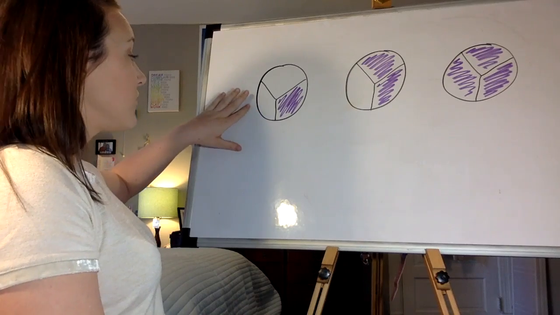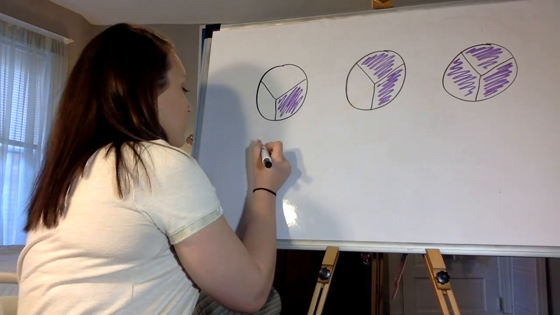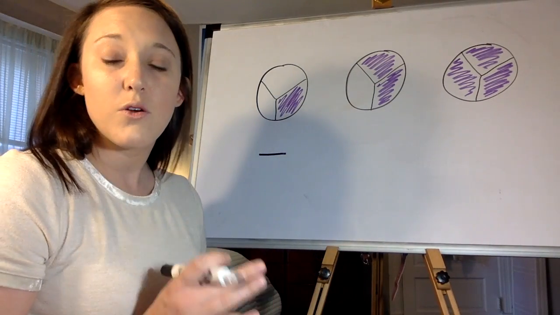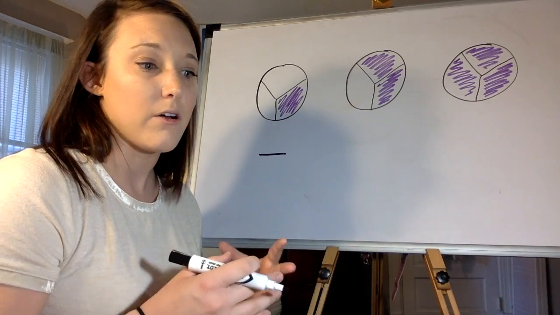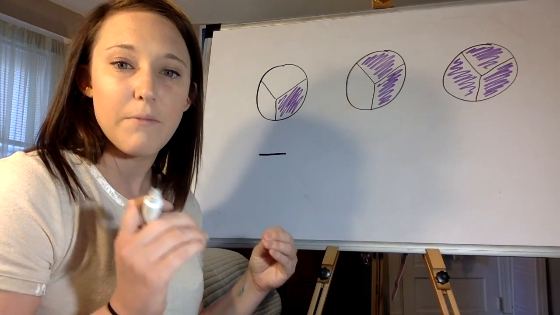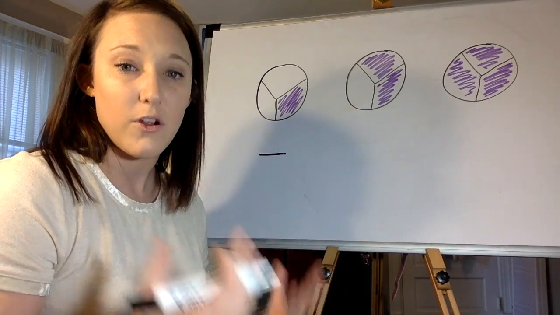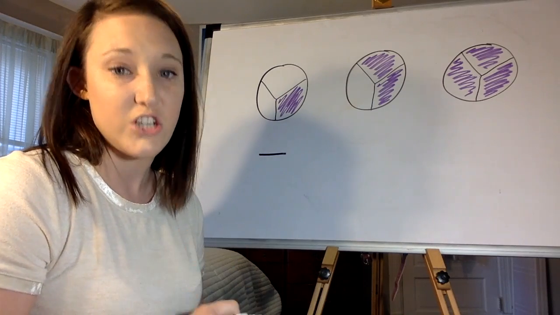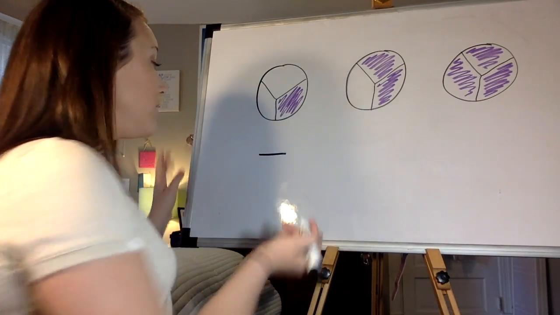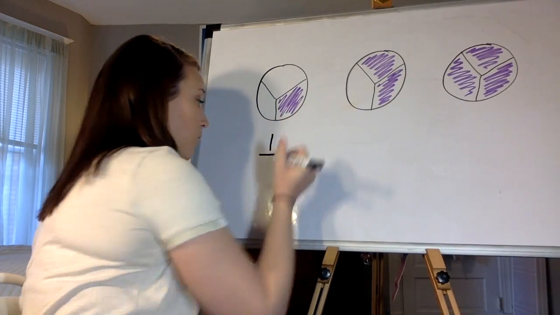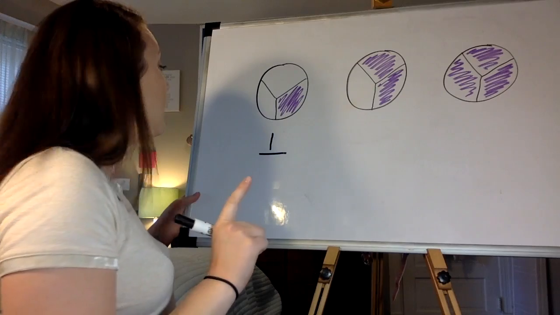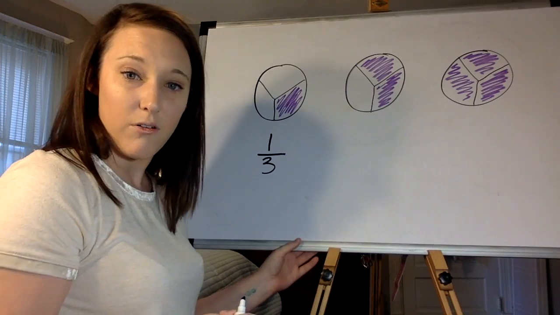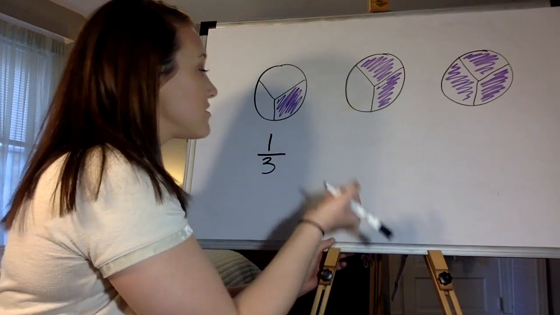So I'm going to look at this first one right here. And we know that we need a numerator and a denominator. So our numerator, like we've been talking about, especially in these examples, is the number or the part of the equal shares that we're focusing on. In this case, it's going to be the part of the equal shares that are shaded in. Okay, so we have 1 equal share shaded in. We're focusing on that 1 equal share. And then we have 3 equal shares of the whole.